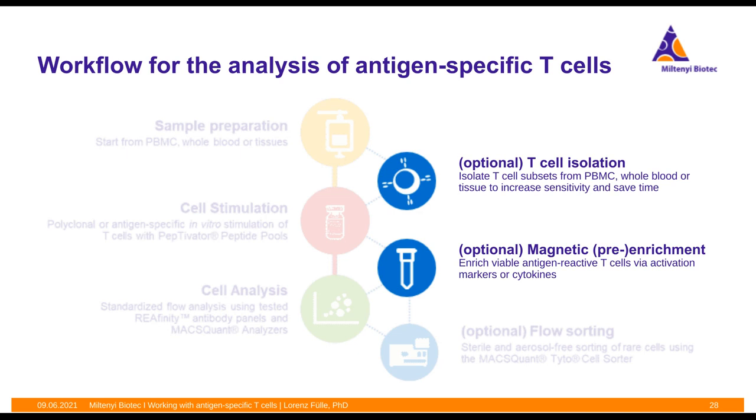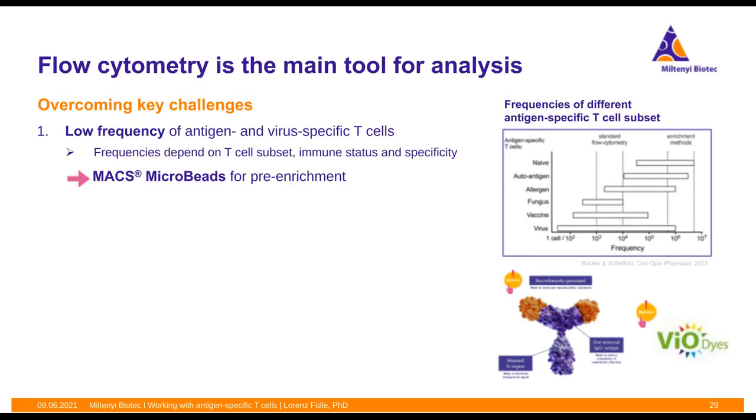So let's have a quick look at the tools that we offer for the T cell isolation and also for magnetic pre-enrichment following stimulation. So of course, flow cytometry is still the main tool for the analysis of rare T cells. However, even established methods like flow cytometry have also certain limits.